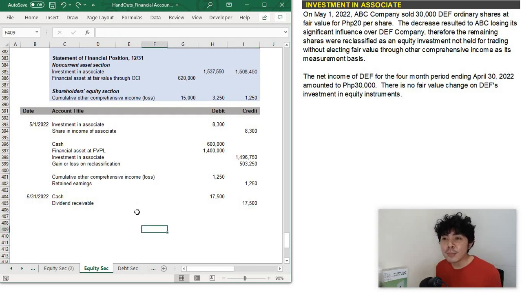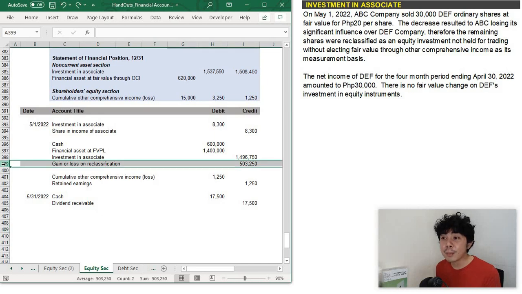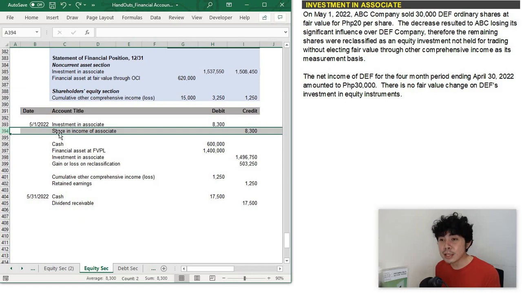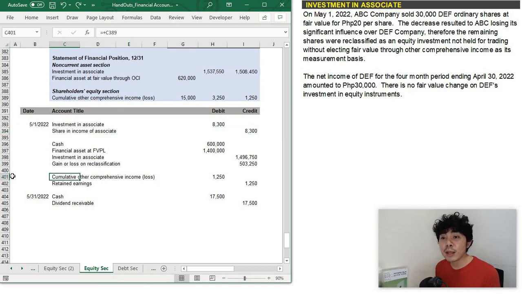So ngayon, ang lalabas sa ating income statement is itong gain on reclassification. Part yan ng profit or loss, pati pa rin yung share in income of associate. So makikita pa rin yan sa ating statement of comprehensive income doon sa profit or loss section. Tapos, syempre, wala nang cumulative other comprehensive income na related doon sa OCI na ginagaya natin from the associate. So, that ends our discussion for investment in associate. Under, syempre, equity method, PAS 28. So, class dismiss.